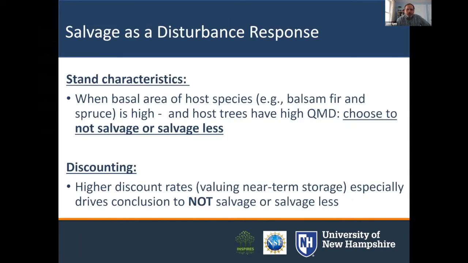So the upshot from this work is that generally when the basal area of host species, in this case fir and spruce, is high, and there's also a high mean diameter, from a carbon perspective the decision might be to not salvage, or at least salvage less. Particularly when you consider high discount rates, so valuing near-term storage more than future storage, it drives that conclusion to not salvage.